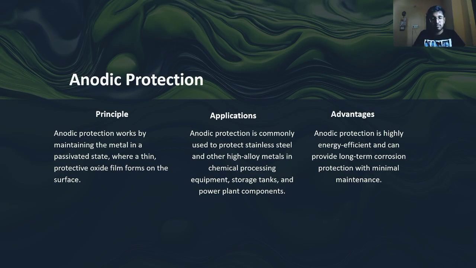Before learning more about anodic protection, we should know its principle, how it works, and what the applications are that may lead to its effectiveness. Anodic protection works by maintaining the metal in a passivated state where a thin protective oxide film forms on the surface. Next we have the application. Anodic protection is commonly used to protect stainless steel and other high alloy metals in chemical processing equipment, storage tanks, and power plant components. Advantages: anodic protection is highly energy efficient and can provide long-term corrosion protection with minimal maintenance.